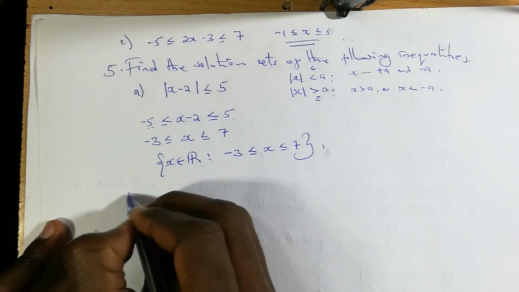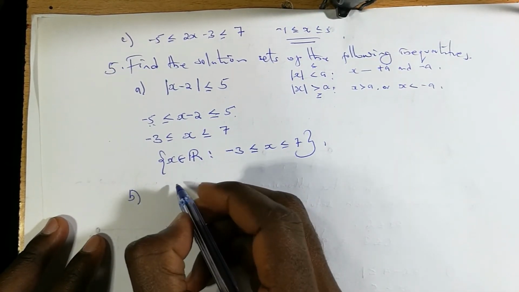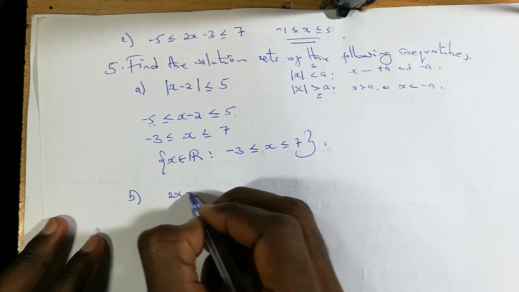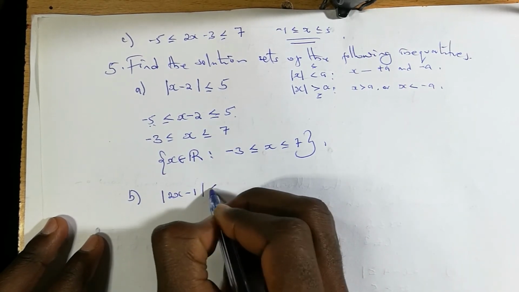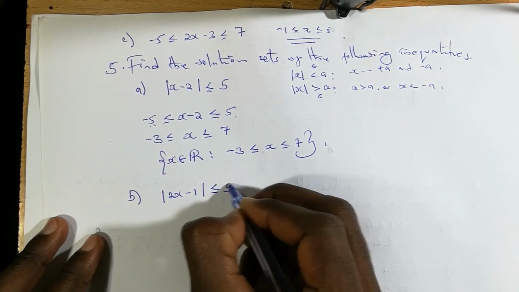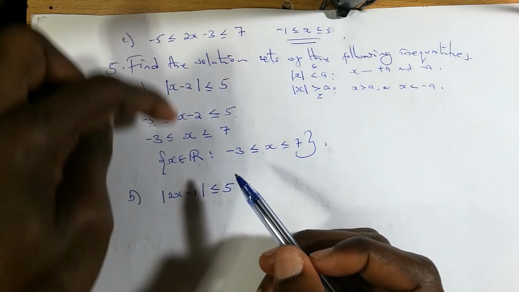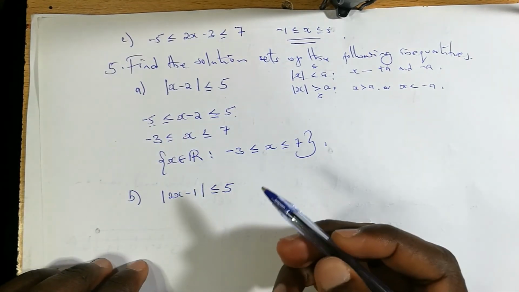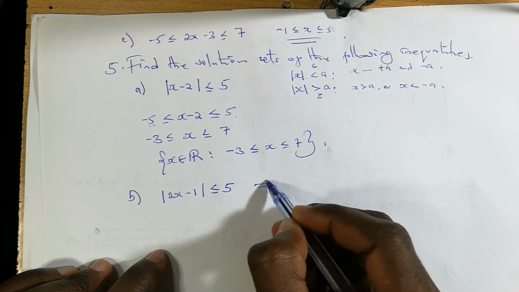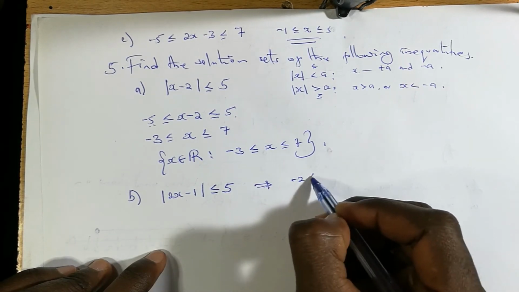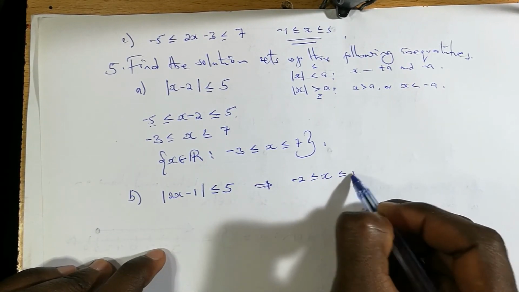The next question you can see now is modulus of 2x minus 1 being less than 5. That's the same kind of question as that. You can try that out, and your solution set you must reach must be -2 less or equal to x less or equal to 5.